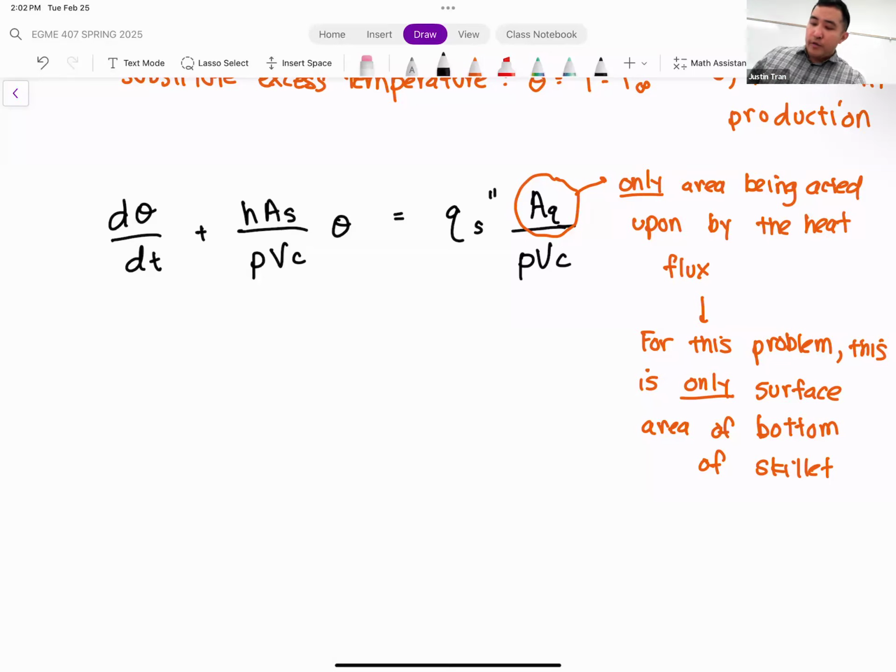Okay, so let's go ahead and solve this ODE. We have a first order linear ODE with constant coefficients, but it is non-homogeneous, so we do have a non-zero right-hand side. The typical way that we solve this is through a technique called integrating factor.